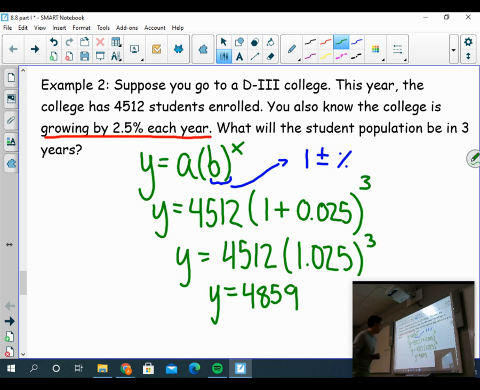4,859. Okay, and again, we will round that up to a whole value because in the context of the problem, we're talking about a population. Okay, so there will be about 4,859 students if that student population keeps growing by that same percentage for the next 3 years.